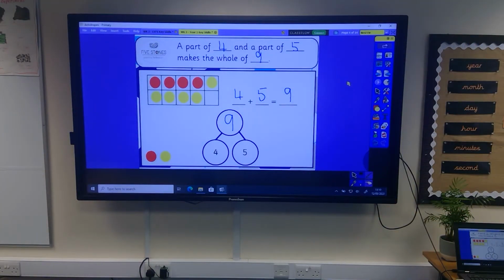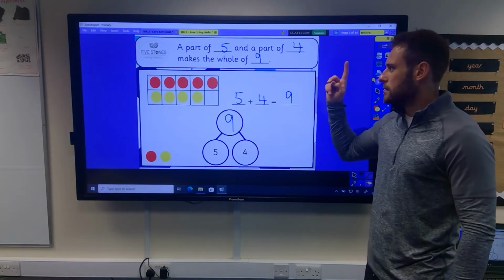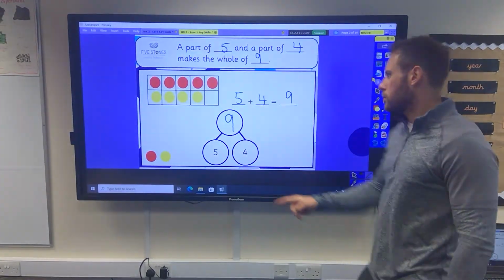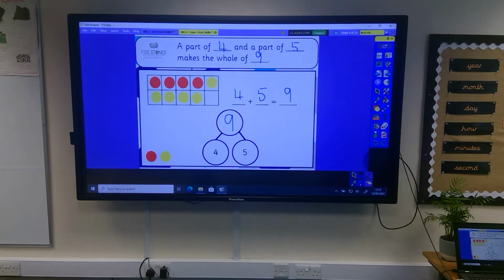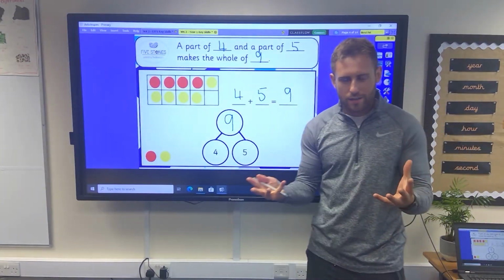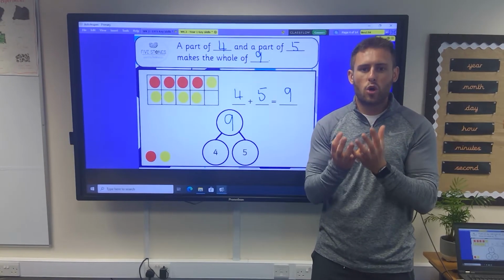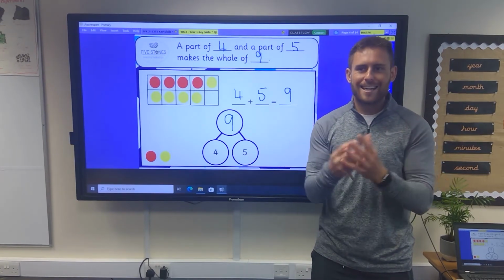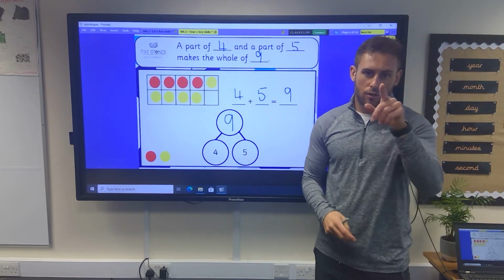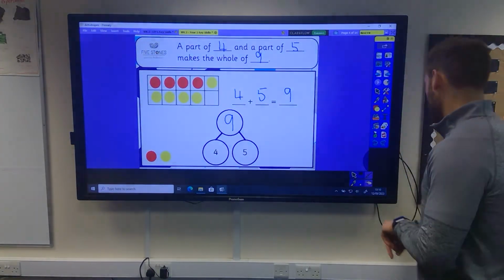We've got a part of 4 and a part of 5 makes the whole of 9. Here we've got a part of 5 and a part of 4 making that whole of 9. So we had the 5 the first time, but then we had the 4 the second time. So when we add 2 parts together, it doesn't matter in the order, we still end up with the same whole. So remember that when you're doing some of your adding, because sometimes it's easier to add one way than the other.